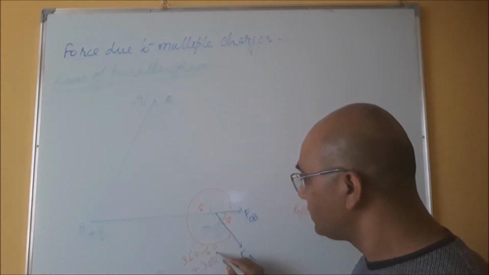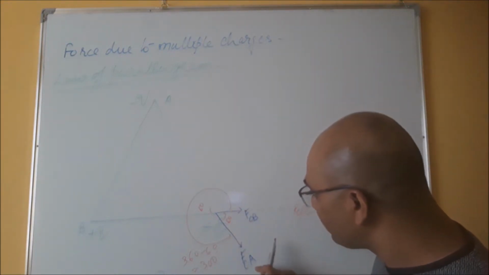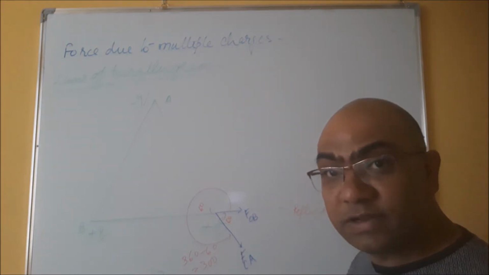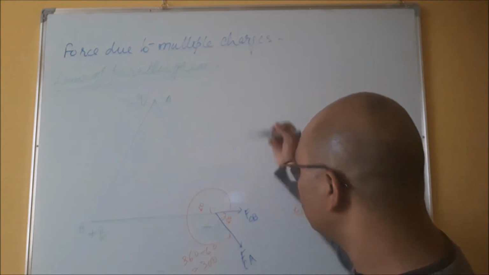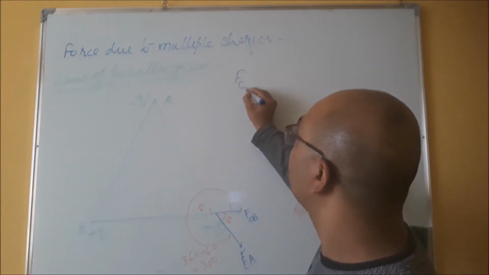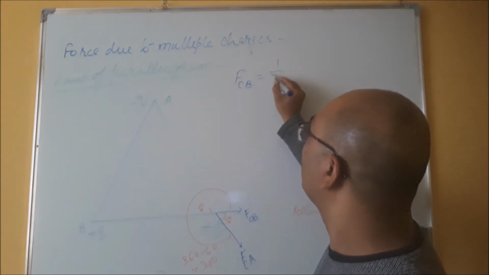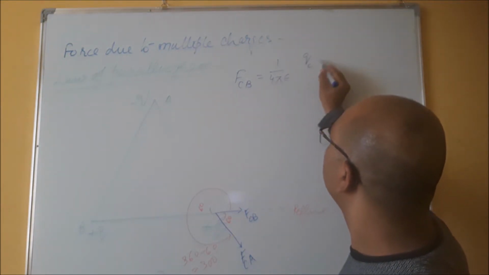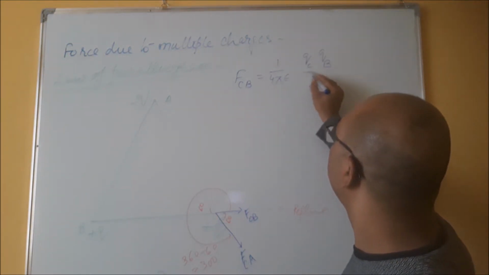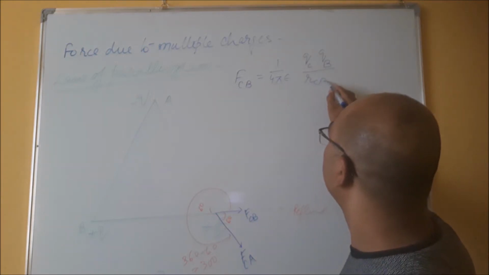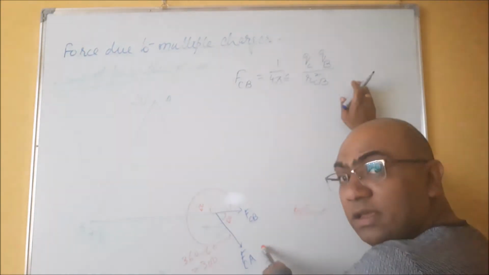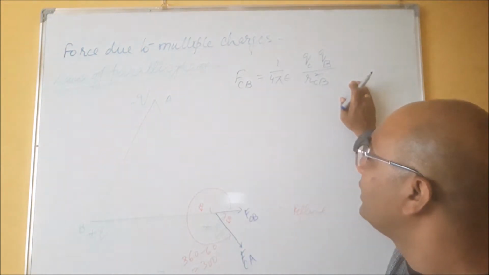300. So this means this FCA will make a 360 degree angle with this reference line. So now what is the value of FCB? The value of FCB will be 1 upon 4 pi epsilon, Q at C, Q at B, divided by RCB square, right? So again, the direction I have already taken, so I will take only the magnitude.